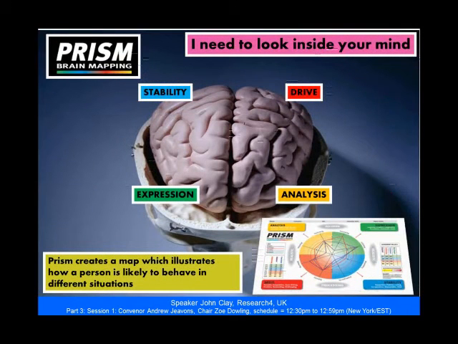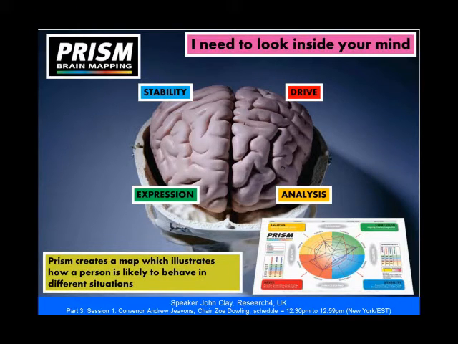So, moving on. In order for me to get to the basis of my argument, I need to look inside your mind. To do this, I want to use a tool called Prisms. Some of you may have come across this. It's a neuroscience technique designed to identify behavioural preferences that directly relate to personal relationships and work performance. It's developed by the Centre of Applied Neuroscience. There are some links to their website at the end of the presentation if you want to find out more. In essence, it creates a map which illustrates how a person is likely to behave in different situations.